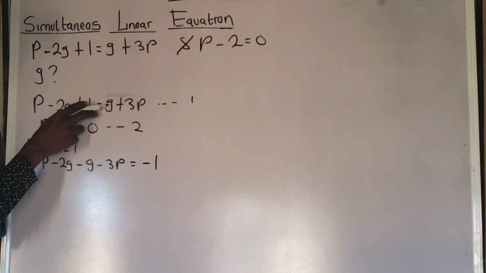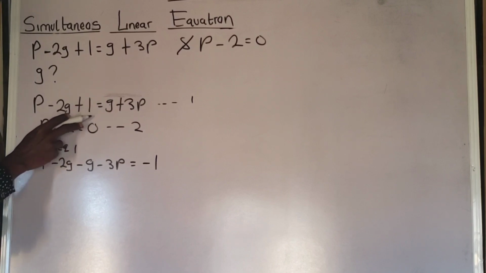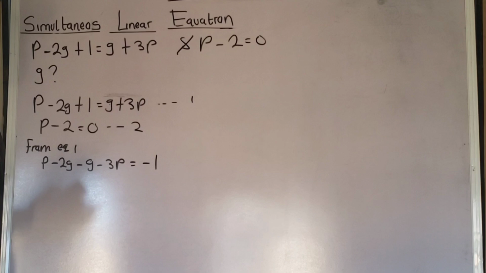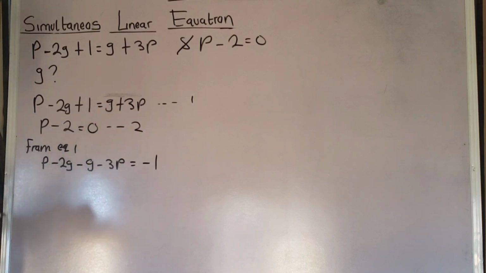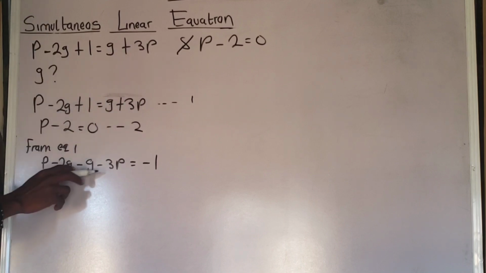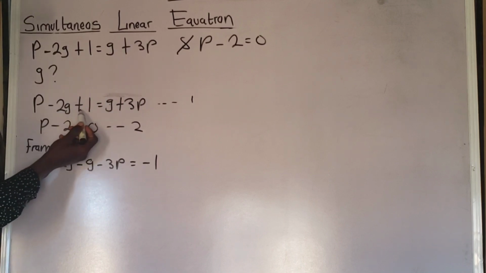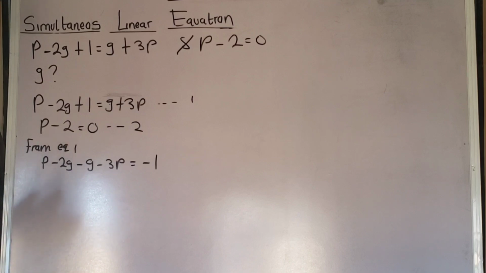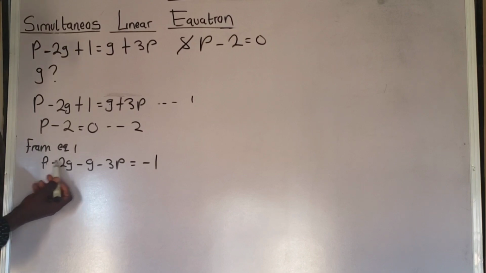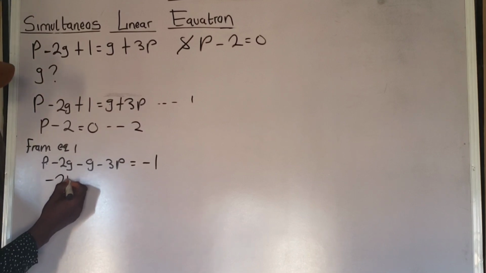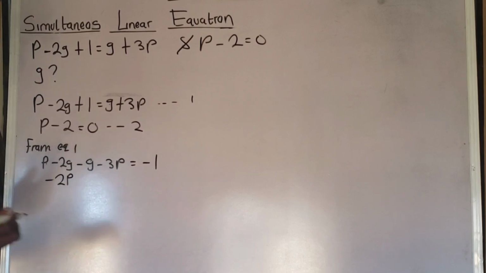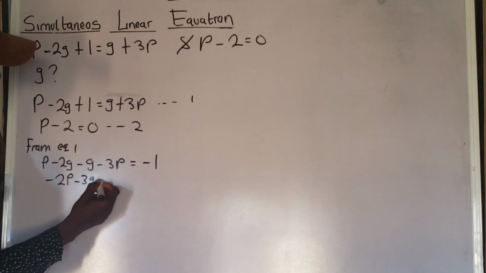If g crosses the equals sign, it's positive before, so the positive sign changes to negative, so I have negative g. Plus 3p changes to negative when it crosses the equals sign, so I have negative 3p. And the 1 changes to negative, so I have negative 1. Now p minus 3p will give me negative 2p, and negative 2g, negative g, that will be negative 3g, equals negative 1.